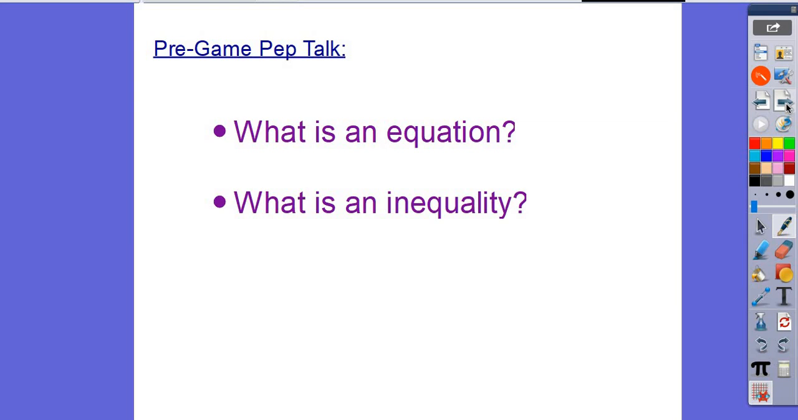What is an inequality? John? The subtraction, the addition, the multiplication, the division of integers. Negative, Joe Schroeder. Yes. An equation that doesn't have an equal sign? That would be an expression. An equation that does not have an equal sign is an expression. Inequality. Something that's not equal.